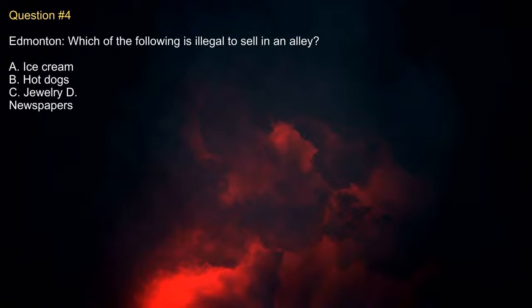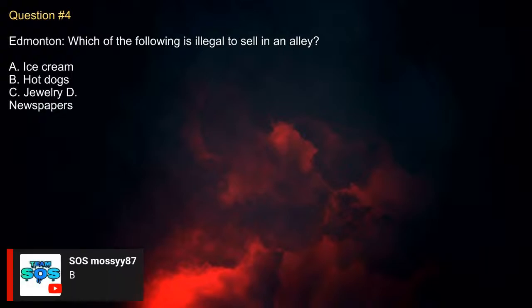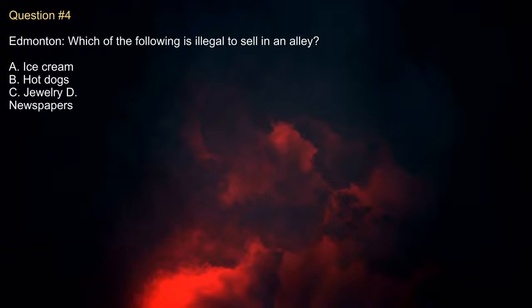All right, so Mossy goes with B, hot dogs. That's a good answer. Like, I don't know who'd be selling jewelry in an alley, but I don't know. And then newspapers, I guess. Maybe they want the newspapers more out by the street or something. And then maybe the ice cream truck got mad at him. I don't know. I mean, this one, it's kind of hard.